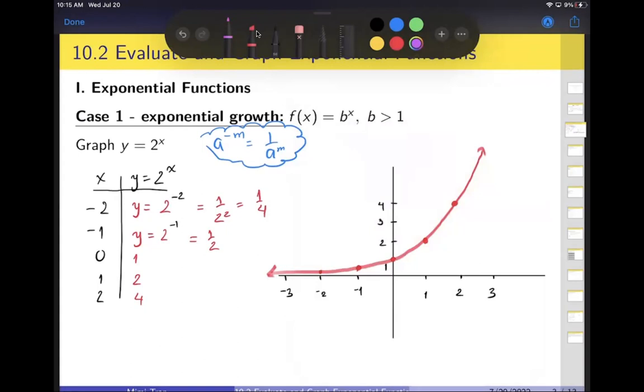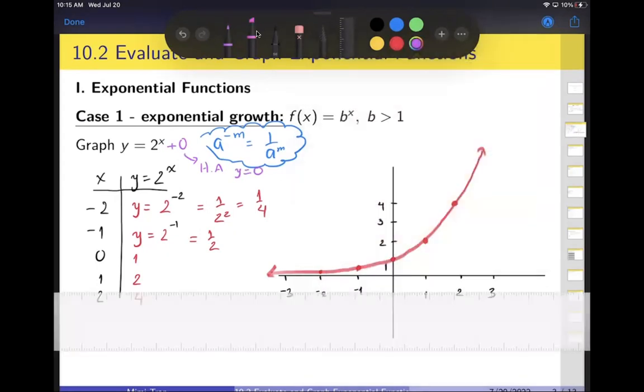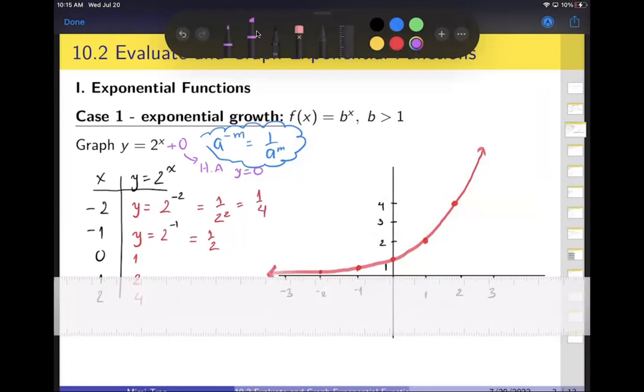So here is 2 to the x. I can rewrite it as 2 to the x plus 0, right? So the horizontal asymptote, HA, is y equals 0. Right, so y equals 0. Let me do a little dash line. When it comes to the asymptote, I prefer a dash line. Right there. Right, it's right on the x-axis. And that's y equals 0.